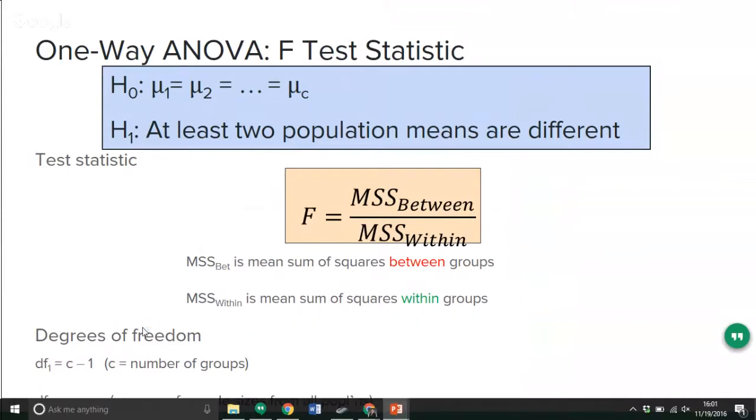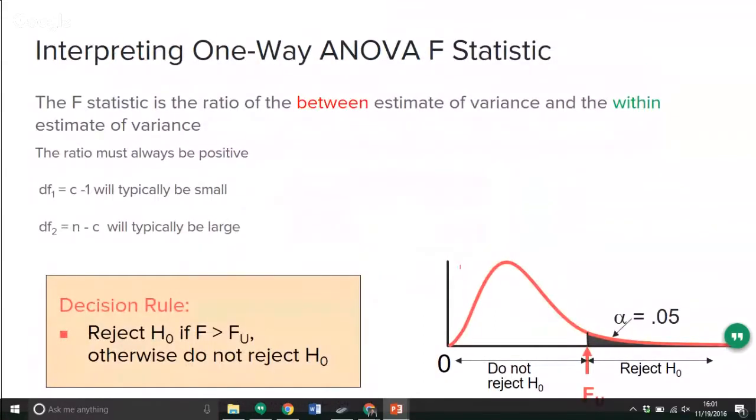An F test has 2 different degrees of freedom. It has numerator degrees of freedom, which is the number of groups minus 1. And it has a denominator degrees of freedom, which is the whole sample size for all of the groups minus 1. This gets a little confusing, but essentially the numerator degrees of freedom will typically be small and the denominator degrees of freedom will typically be large.